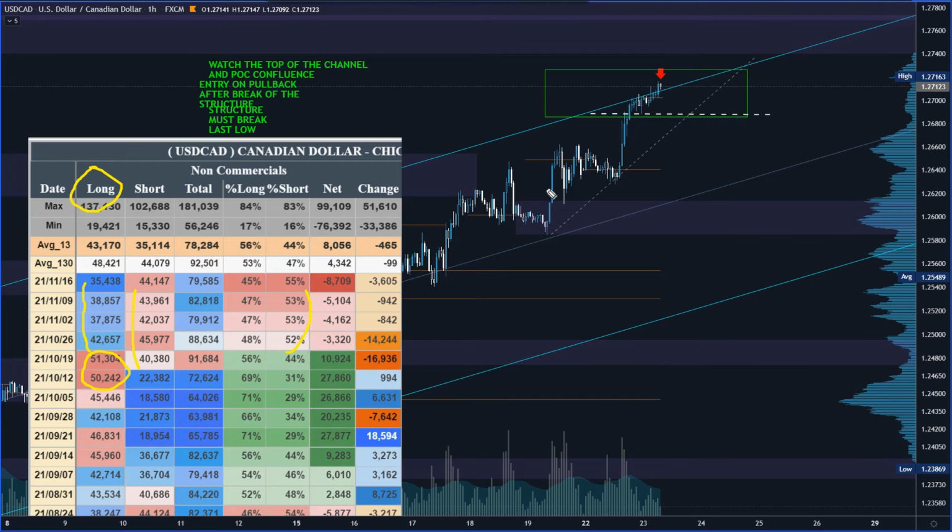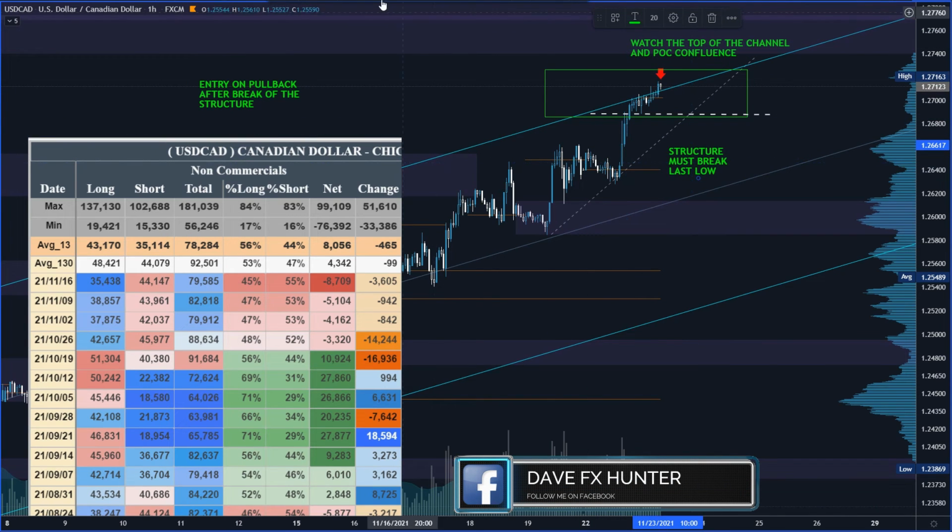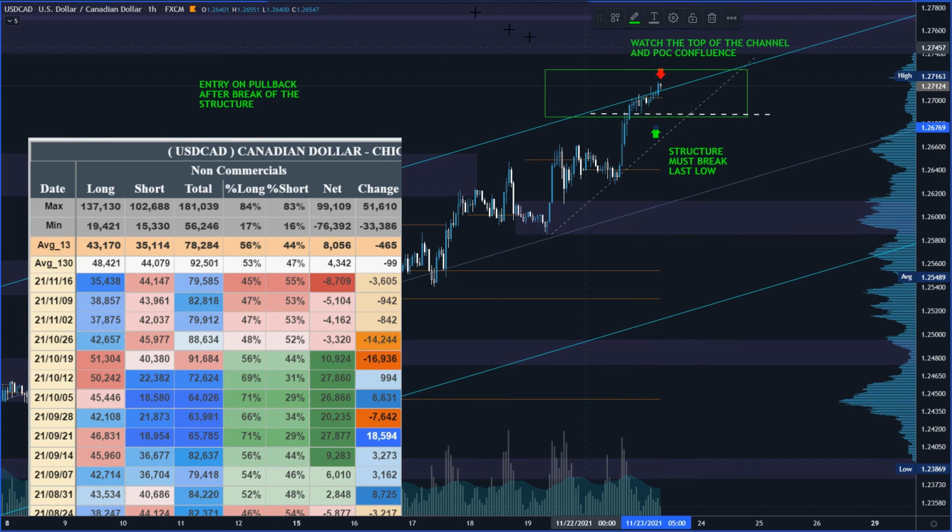So we could see that pullback, but as said, what I'm going to do is watch the top of this channel. I want to see the structure break, so we need to see this low broken, right? Then the best case is if we have created a new low, so we have a lower high, lower high, lower low, lower low, and then a pullback, and then it's a perfect short, right? It's the highest confirmation.